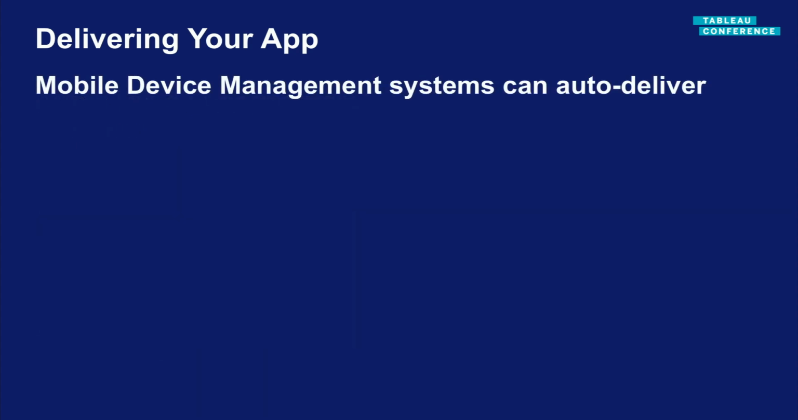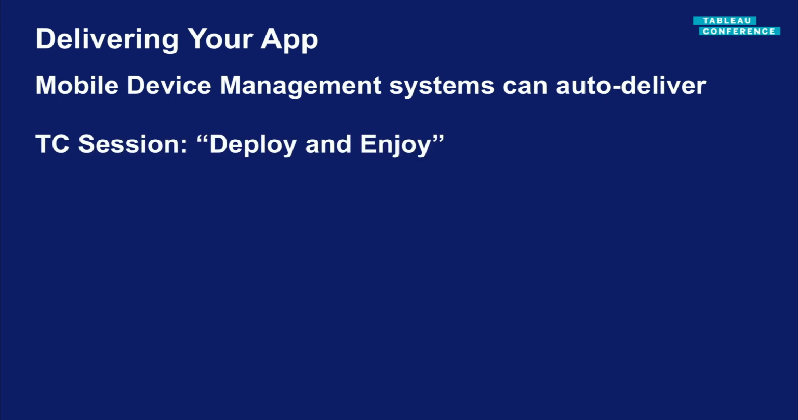If you have a mobile device management system, or an MDM system, they can automatically push your app down to your users' devices. So the user does not have to update the app when you've got an update you want them to have. You can mandate that everybody is on the latest version as of right now. You can also set it up so that certain users have certain versions of the app, if you have a test audience. Some examples include AirWatch or MobileIron, Citrix XenMobile, or BlackBerry. There's a separate TC session called Deploy and Enjoy that talks a little more about managing mobile in an enterprise.